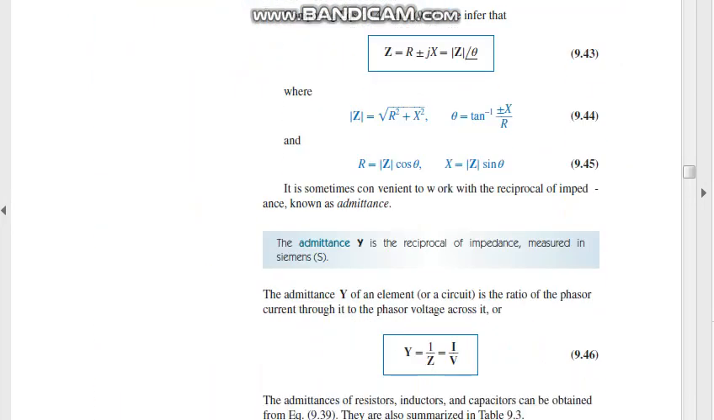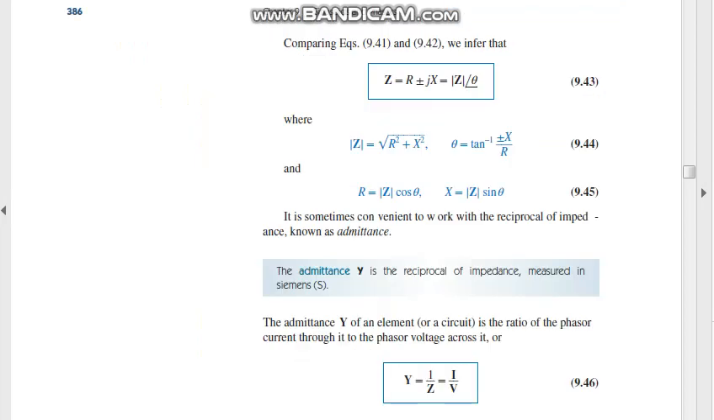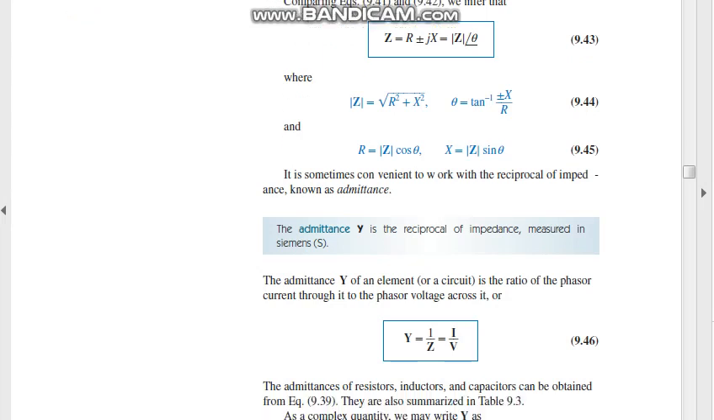I have given you a question about the equivalent circuits at DC and at high frequencies for the inductor and capacitor. How does the inductor behave at DC? As we know, frequency will be 0, so it will be a short circuit. At high frequencies the inductor will be an open circuit. The capacitor is the opposite: it is an open circuit at DC, and at high frequencies it will be a short circuit. And admittance is the reciprocal of impedance, measured in Siemens.